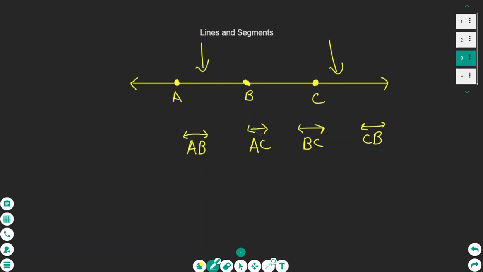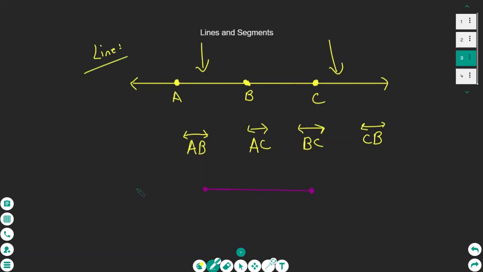Now, sometimes we don't want to name the whole line. We don't want to talk about the whole line. Maybe we want to talk about just a part of the line. Okay? And that's where we talk about line segments. So what is a line segment? A line segment is simply a part of a line, and it's usually noted as a flat line, has to be flat, and then it's going to have a solid dot on the left side and a solid dot on the right side.